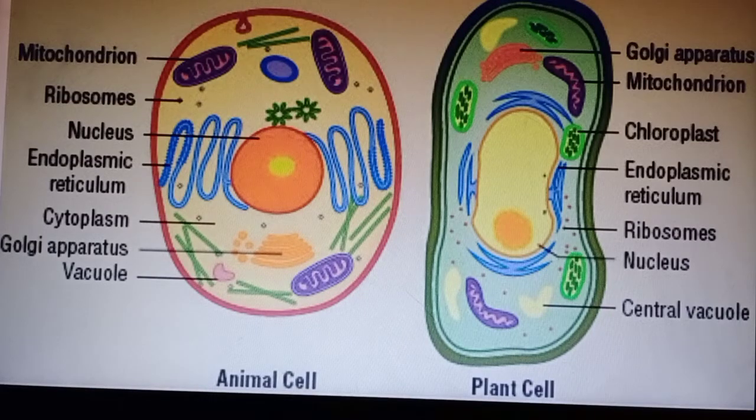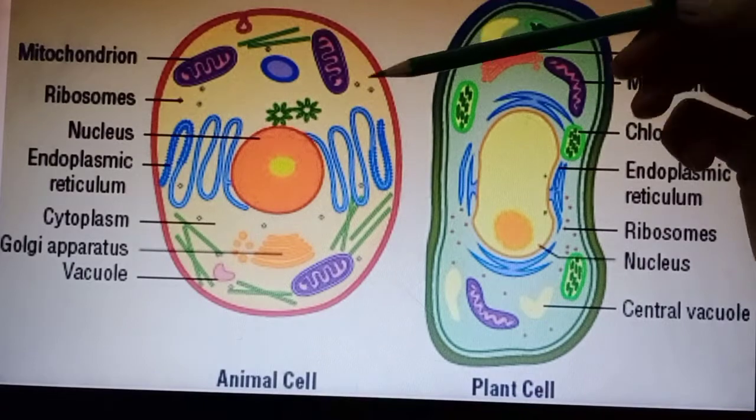Today in biology lesson we are going to talk about cytoplasm. We have already talked about cell wall and cell membrane and today's topic is cytoplasm. So first of all we'll see what is cytoplasm.